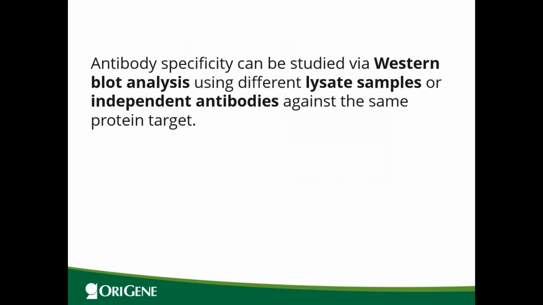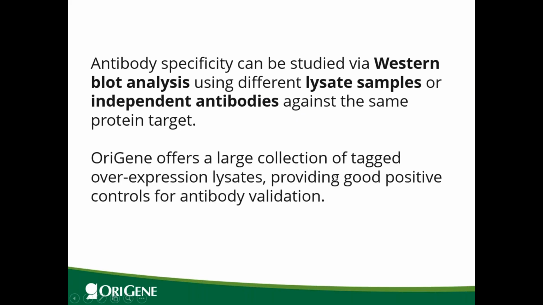To summarize the first part of my talk, the antibody specificity can be tested using Western blot analysis with different lysate samples, such as overexpression lysate or the endogenous lysate from cell lines or tissues. And it can also be tested using different antibodies against the same protein target through this independent antibody analysis. And I also want to emphasize that OriGene offers a large collection of this tagged overexpression lysate, and this lysate can be a very good positive control for the antibody validation.